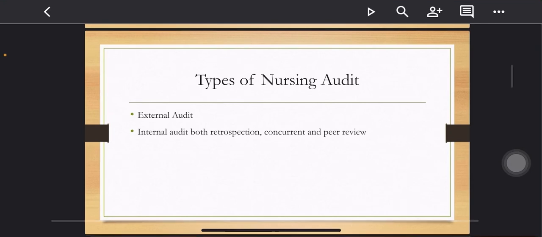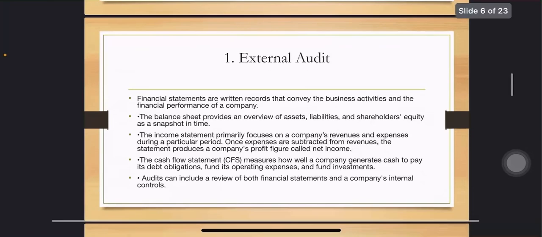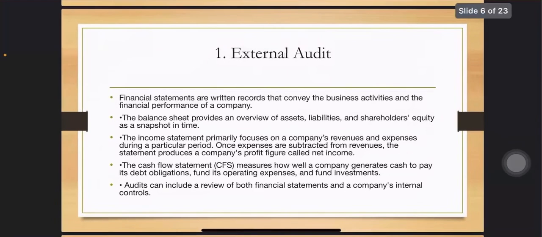So, what are the types of audit? There's the external and the internal audit, and internal includes retrospective, concurrent, and peer review. The external audit usually comprises studying the financial statements, which are written records that convey the business activities and the financial performance of a company.